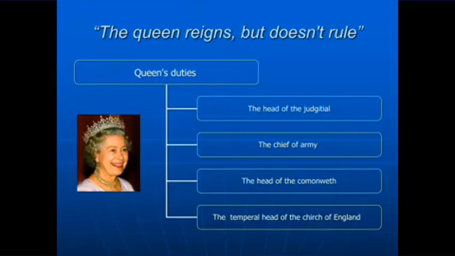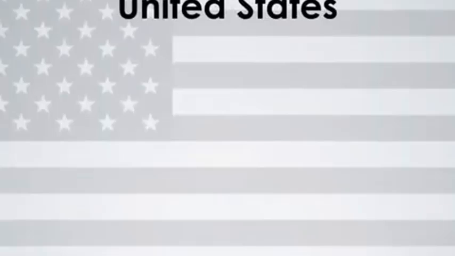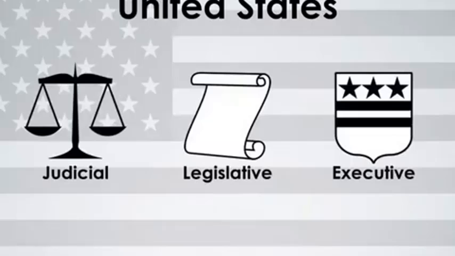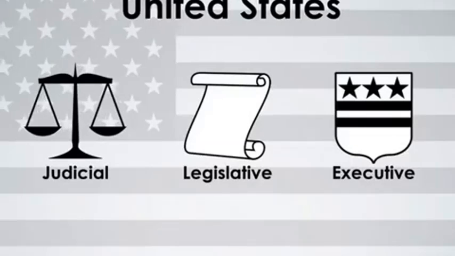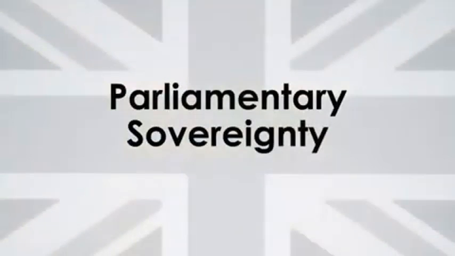Now, let's watch the video about how the United Kingdom Parliament works. In the United States, we're used to governmental power being divided between separate branches under the principle of separation of powers. The UK, however, operates according to the principle of parliamentary sovereignty, which means that all the power of government is vested in Parliament. So if we understand Parliament, we understand the government.